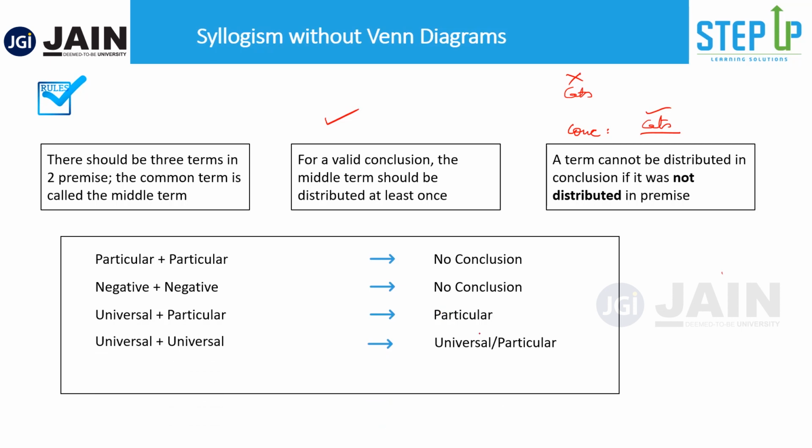Universal plus universal, you can arrive at a universal answer or you can arrive at a particular format answer. So these are the conclusions and this is all premise. If an affirmative statement is there with a negative statement, usually your answer is negative. So these are some of the rules that we should remember.